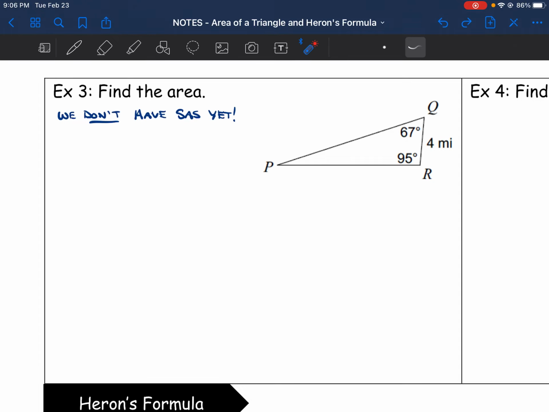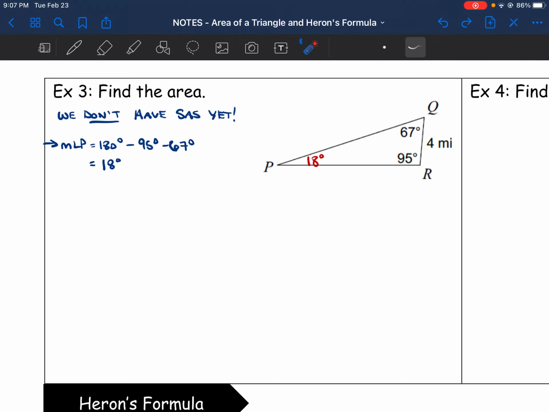So thinking through this problem, I might want to do something very similar. I want to go ahead and find angle P, because once I have angle P, then that's going to help me use the law of sines to find side Q. And if I can find side Q, then I'll have a side angle side, and that's going to allow me to calculate the area of the triangle. So first step, the measure of angle P is 180 degrees minus these two angles right here.